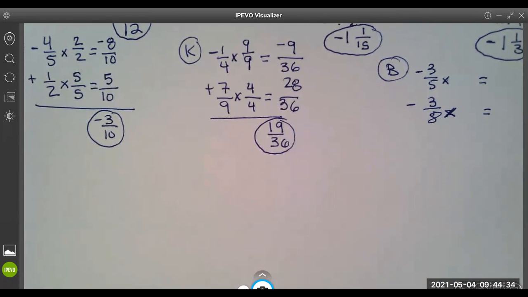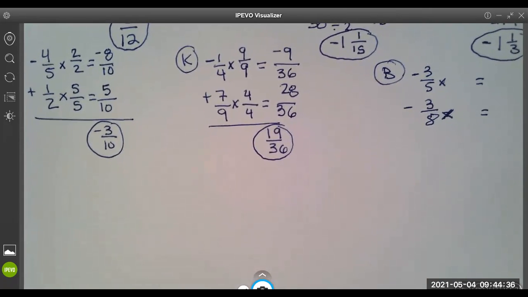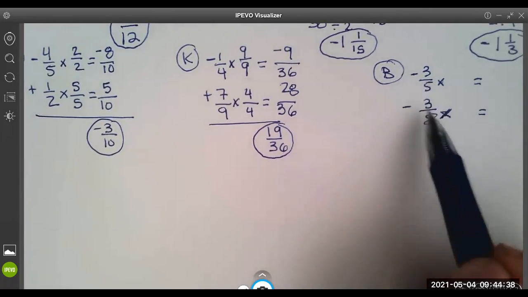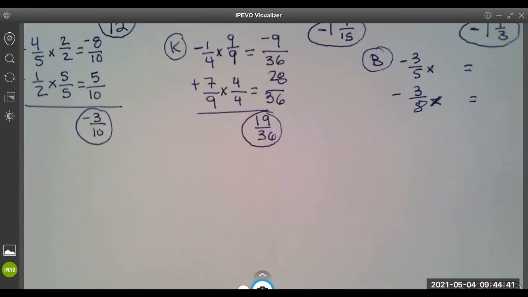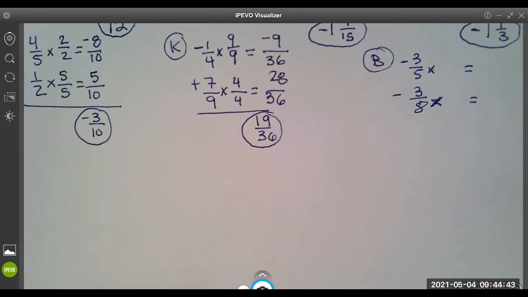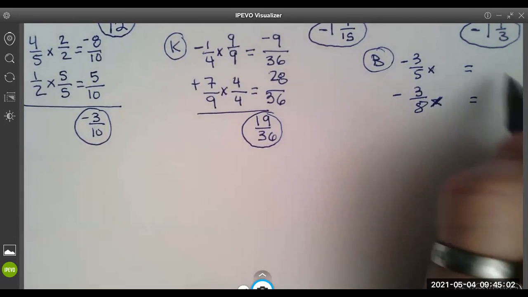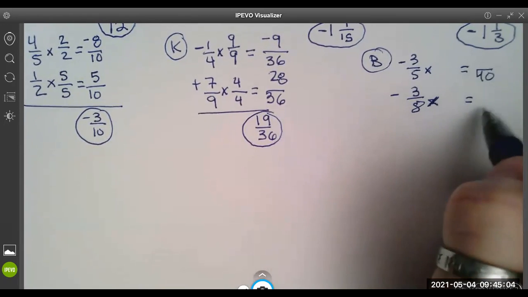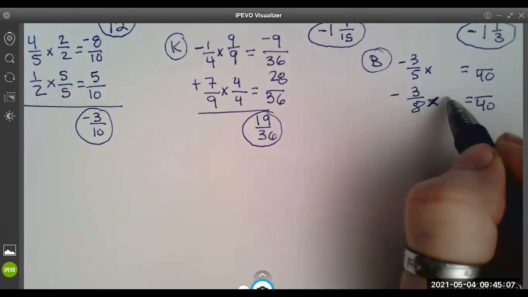No. So what's our target going to be? Another one of those that we have to multiply times each other. So what's my target going to be? $40. So what am I going to need to do to make that happen? We're going to have to multiply times each other, right?